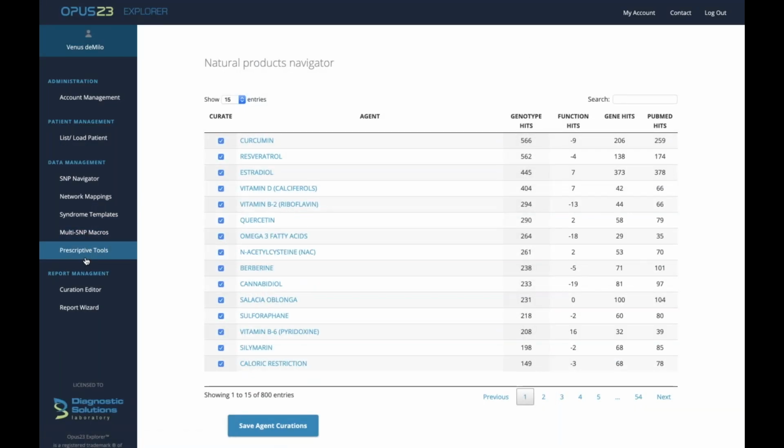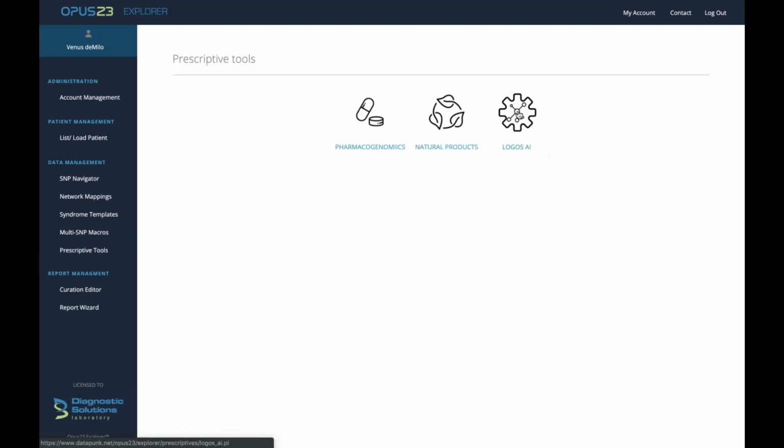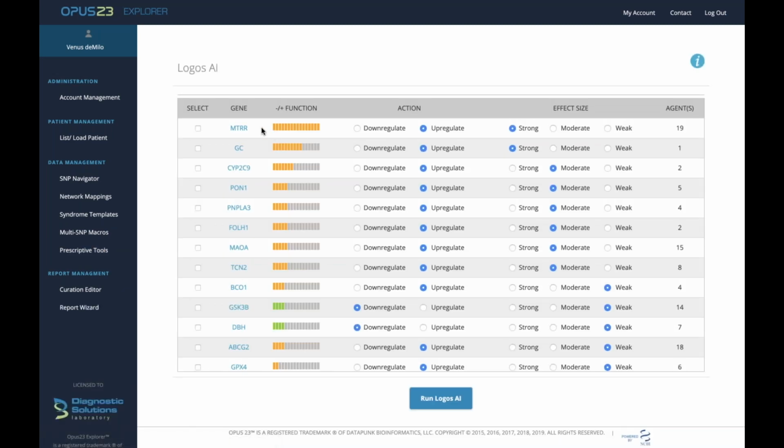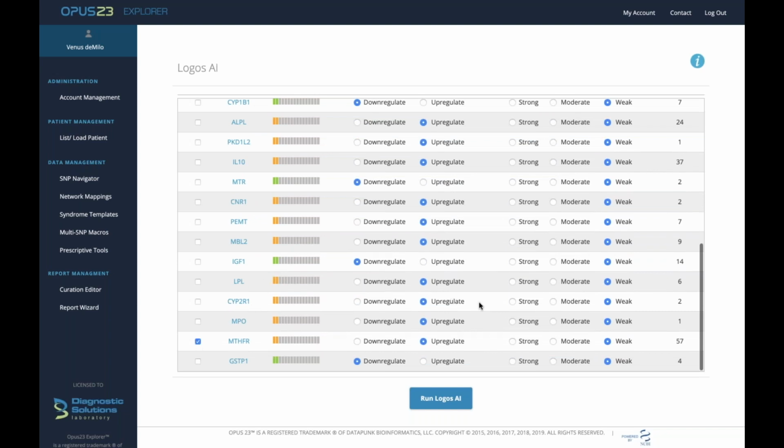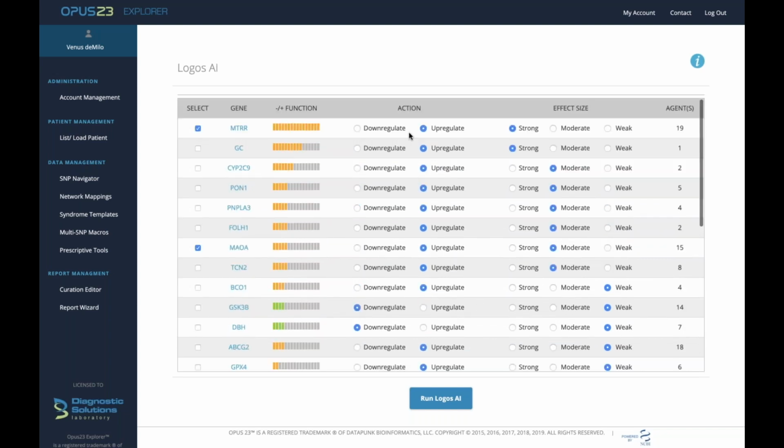And then lastly, which is also very fun, I think, is the Logos AI. It creates a map for you. So you can pick a few different genes. Let's pick MTRR, MAOA, and let's see if we can get just one other one, MTHFR. And you can decide, do I want to upregulate this? So typically you want to upregulate MTRR. Do you want to have a strong effect or a moderate effect? And I'll explain to you what that means as we see it.